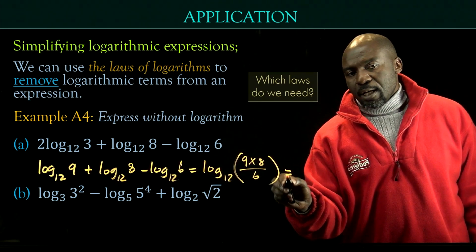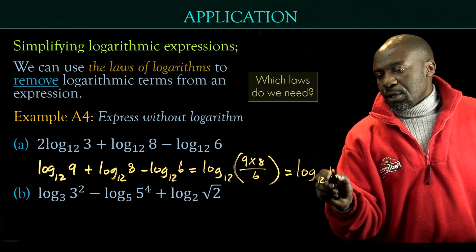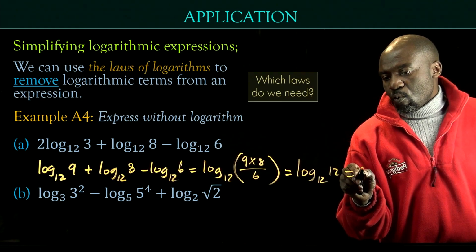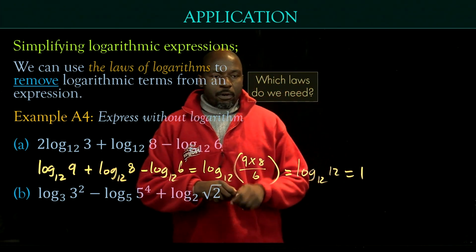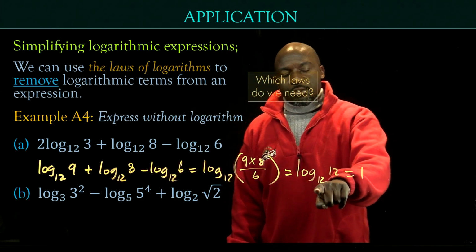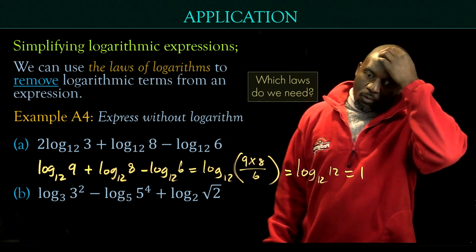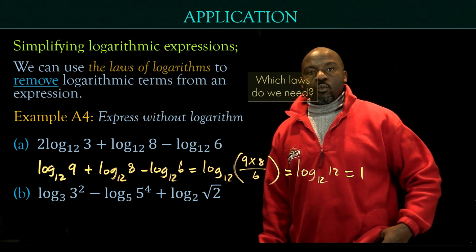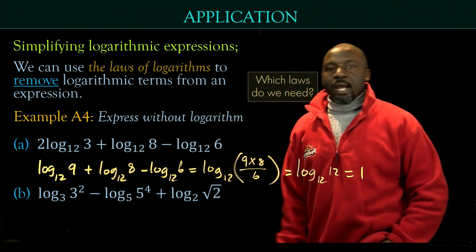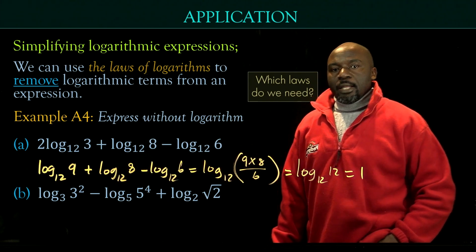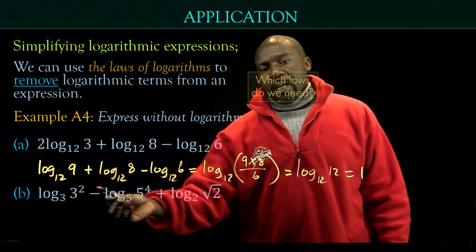So this is the same as log to base 12 of 12, which is just 1 according to law number 4. The unity law says that log to base a of a is always equal to 1. So log to base 12 of 12 is 1. So this whole expression just reduces to 1. Okay, there is the second one, question B there. It's been done nicely for us.